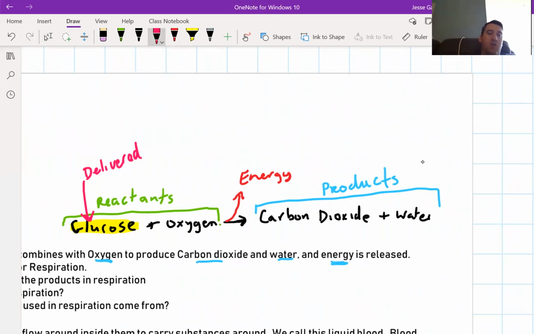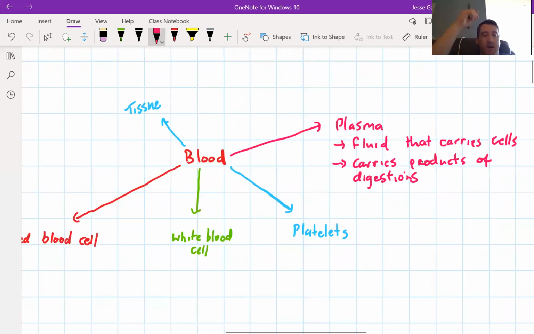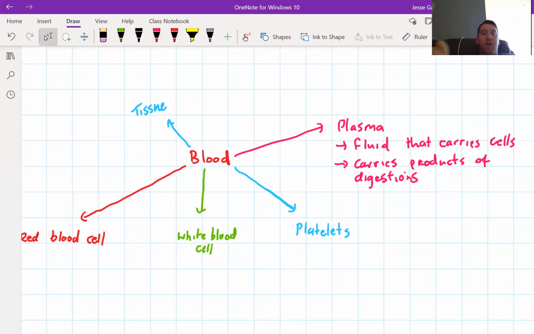By the way, oxygen is also required and it also has to be delivered to each cell. Without the delivery, the cells will run out of these materials, glucose and oxygen, and they won't be able to do respiration. So that's the whole point of the plasma and the rest of the blood, to carry those substances to each cell in the body. So it carries cells and it carries products of digestion. So glucose, amino acids, fatty acids, these things float around in the blood.